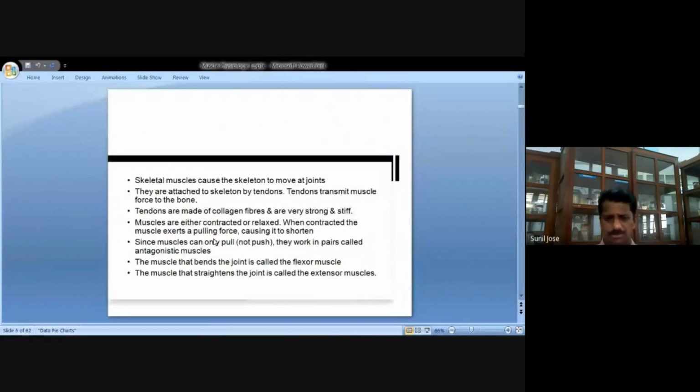Now, another important feature of the skeletal muscle is that most of the time skeletal muscles work as antagonistic muscles, because a muscle can only pull, it cannot push anything. It can contract and relax, but other than contraction and relaxation, a muscle is not capable of pushing anything. So all muscles are only capable of pulling something. They are not capable of pushing something. And because of that, the action of muscles is always in an antagonistic manner.